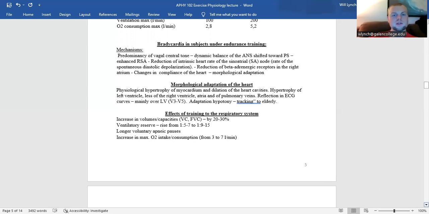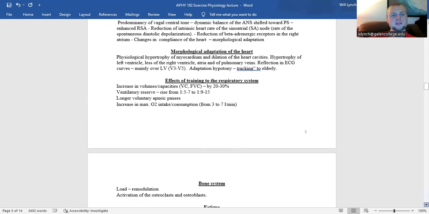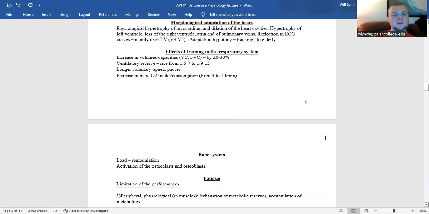All right, so our ventilatory reserve can rise from 15 to 79 or so, to 15 liters or so, as far as that is concerned. We see longer voluntary apneic pauses. That means longer periods where we don't have to breathe and we just don't breathe voluntarily. Increase in maximum oxygen uptake or consumption. Again, we can get a doubling of this, from 3 to 7 liters per minute.